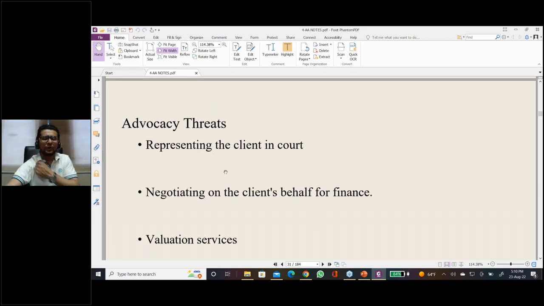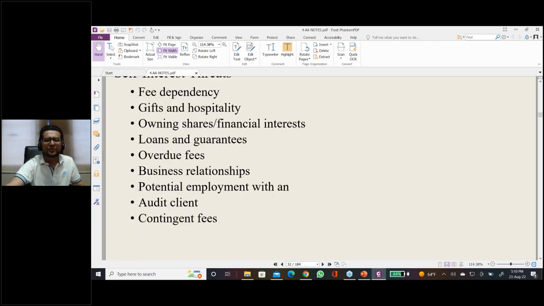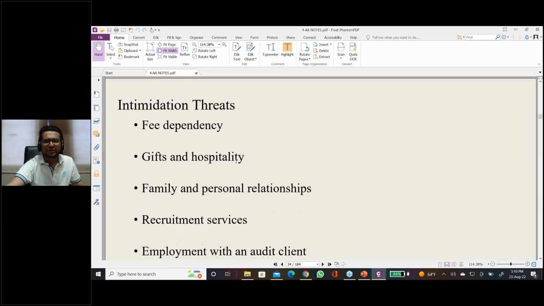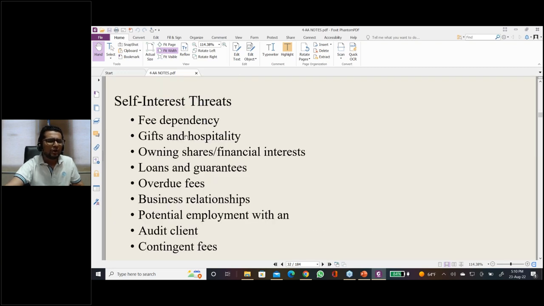Okay, so here are a few examples from advocacy threat, self-interest threat, self-review threat, intimidation threat. Let me quickly skim a few of them for you. For example, if I am financially dependent on one particular audit client, this is what we call fee dependency, and this is the supreme example of self-interest threat. So the ACCA rule says, if you are getting 15% or more of audit fees from one particular client that is a listed company for two consecutive years, we consider that situation as being financially dependent on that client, and we call it self-interest threat.